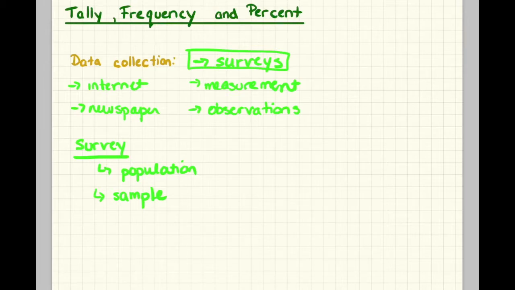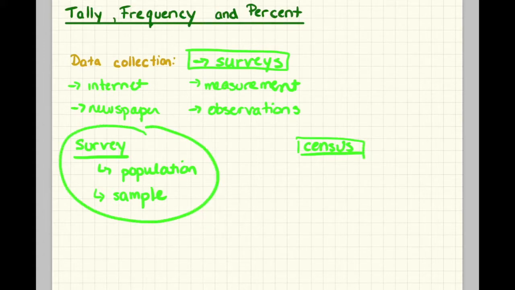I do want to talk to you about something really interesting called a census. A census is a type of survey which is done for everybody. A census is done for the entire population. Usually censuses are given for data about the population of countries or cities, something very big, a huge population. So a census is also a very important word for you to know. However, today we are going to be focusing on surveys of a sample of a population. And we're going to do that by learning how to tally, how to calculate the frequency, and then how to calculate the percent.